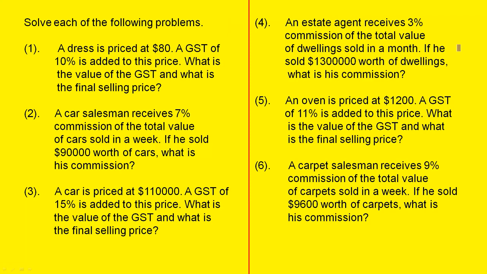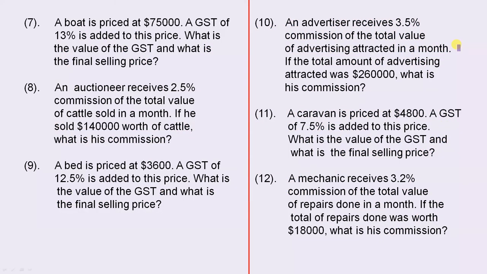An oven is priced at $1,200. A GST of 11% is added to this price. What is the value of the GST and what is the final selling price? A carpet salesman receives 9% commission of the total value of carpets sold in a week. If he sold $9,600 worth of carpets, what is his commission? Now the next slide, we've got some more examples.